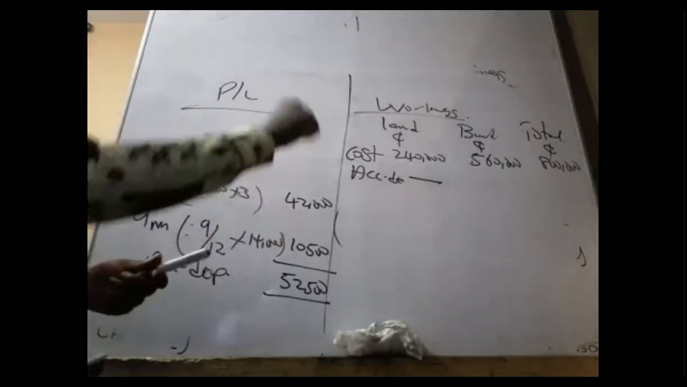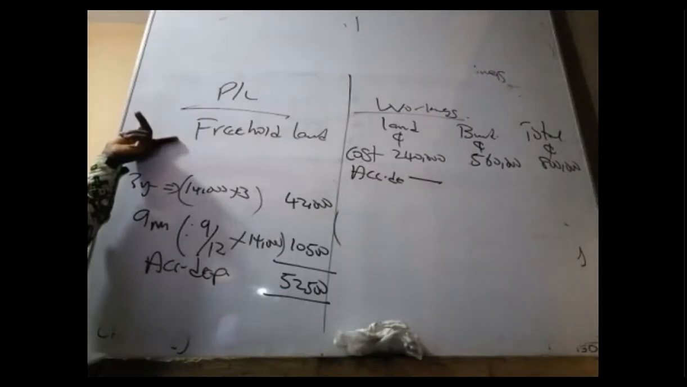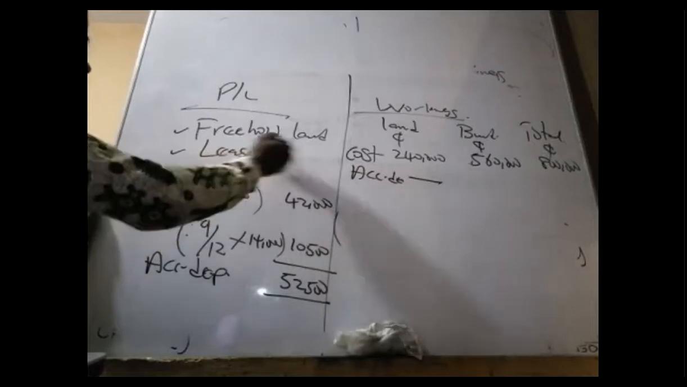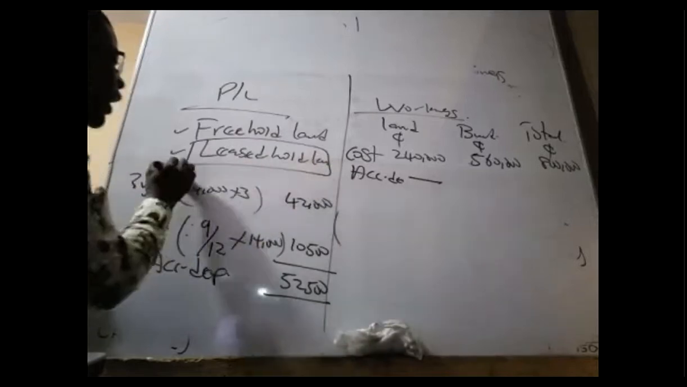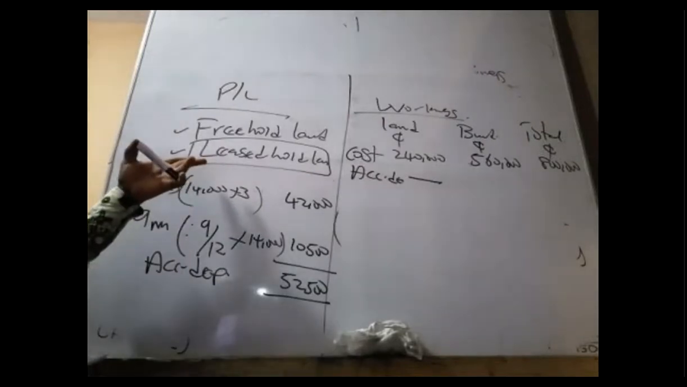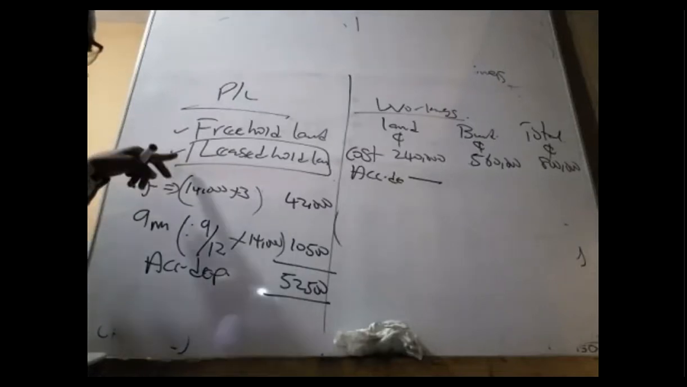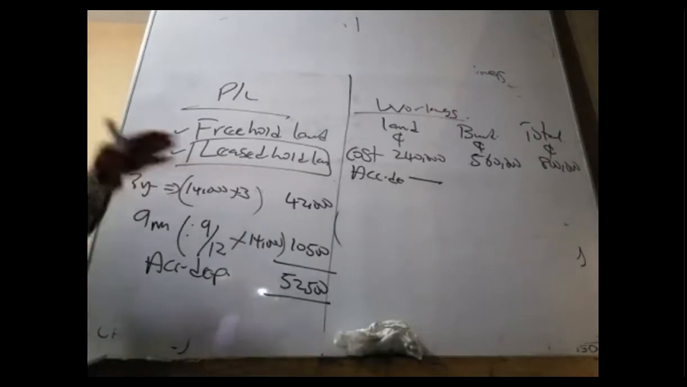And even land, there are 2 types of land. We have what we call freehold land. Freehold land is land that you acquired for yourself. You bought it. And then we have leasehold land. In fact, we depreciate leasehold land. Why? Because you have leased it for a particular time, maybe 5 years. So depreciate it over 5 years. So take note. Leasehold land is the land that you've leased and must be depreciated, or we call it amortized.